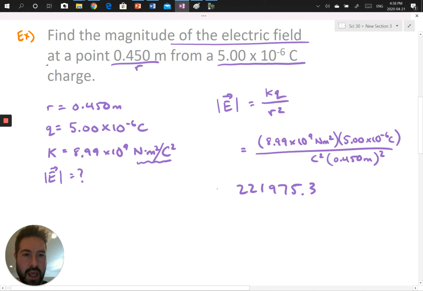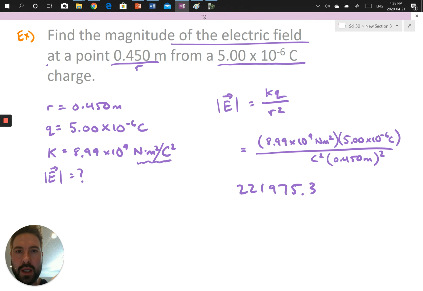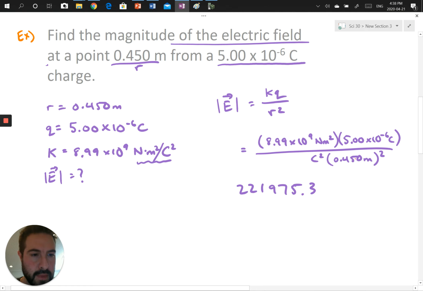221,975.3. And if we look at our formula here, we're going to be able to get our value for our units. So meters squared is gone. So I'm going to end up with newtons over coulombs. So that's my units for electric field strength. So for every coulomb of charge, how many newtons of force is the object going to experience?